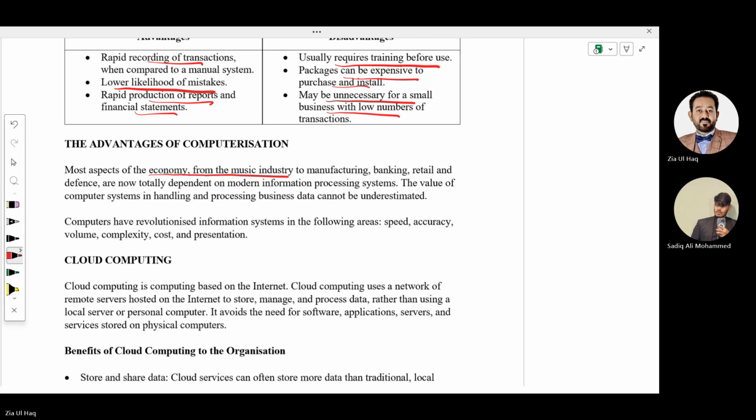Computerization has changed the economy, has changed the industry. The value of a computer system in handling and processing data cannot be underestimated. Computers have revolutionized information systems in the following areas: speed, accuracy, volume, meaning the more data you can manage, complex data you can process quickly, and at less cost you can process the data and present it through reports produced by the system. You don't need to produce the report by yourself. So these are the different advantages of using software, meaning computers, in a business organization.